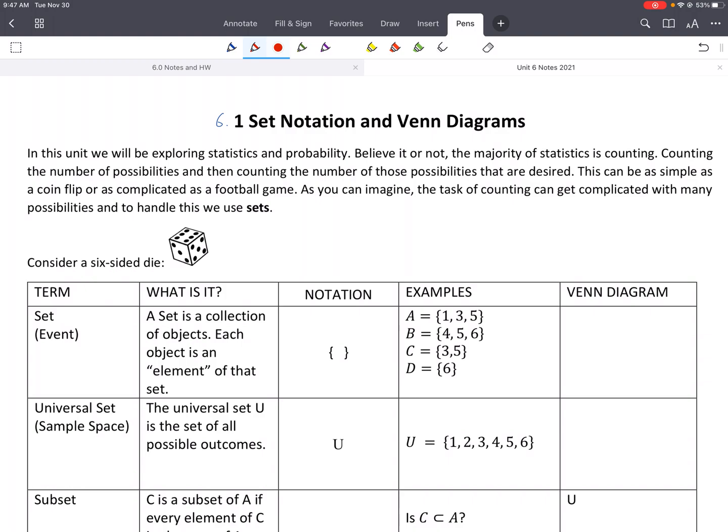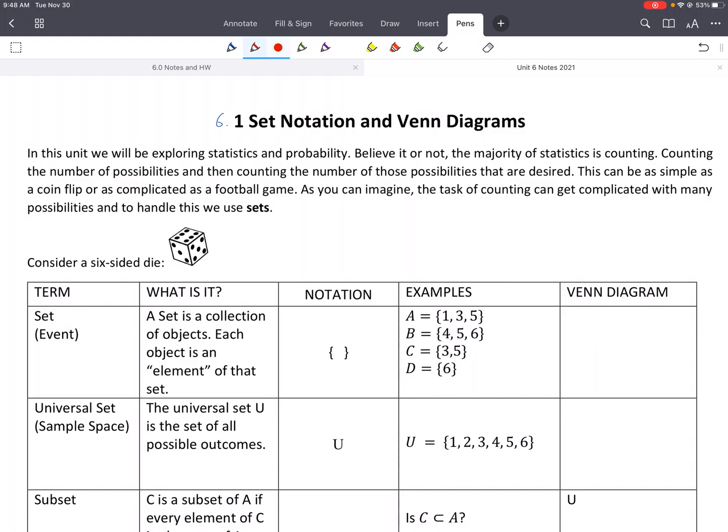So this unit will be exploring statistics and probability. Believe it or not, the majority of statistics is counting, just adding things together, counting how many there are. There really won't be any multiplication, division, subtraction, no exponents. It's very simple mathematically, but again, you have to work on that vocab that we're covering. When we do probability, we can flip coins, draw marbles, roll dice, things like that, okay?